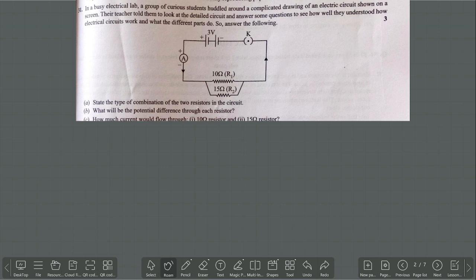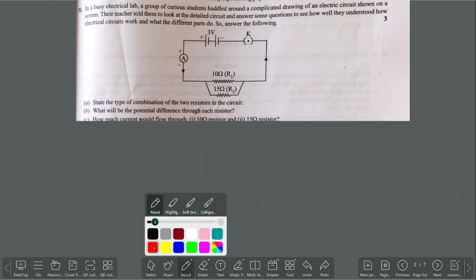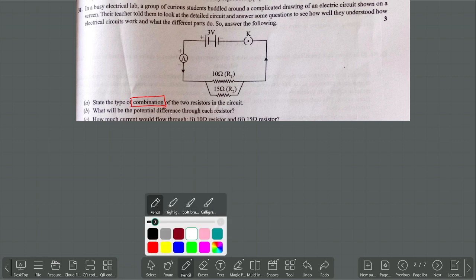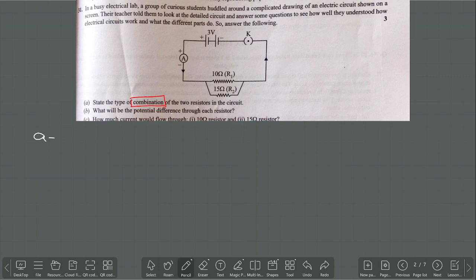So the first question they are asking is: state the type of combination of two resistors. Observe the figure and then say what type of combination it is. The two resistors are in a parallel combination.